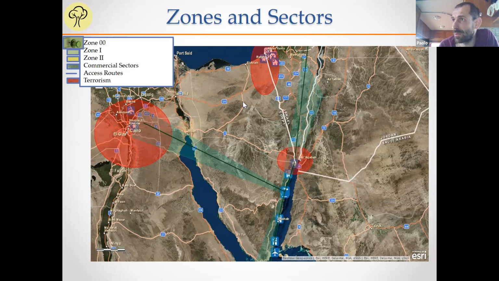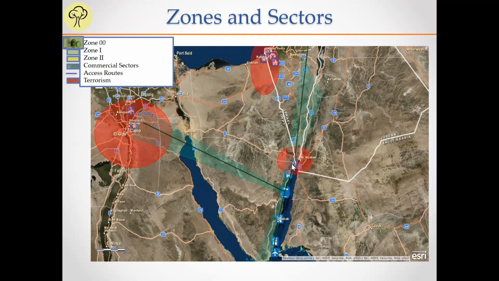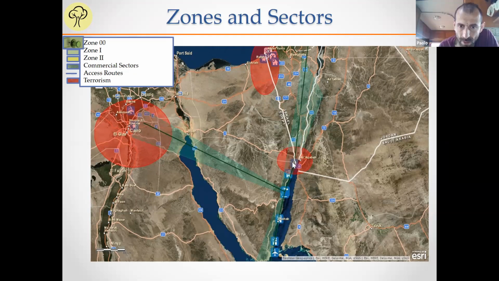During 2014 already, there were some events of terrorist attacks, mainly in the capital, Cairo. But most important for us, there were some events on the border with Israel. This is important because it has some side effect on the tourism and on the commercial routes.